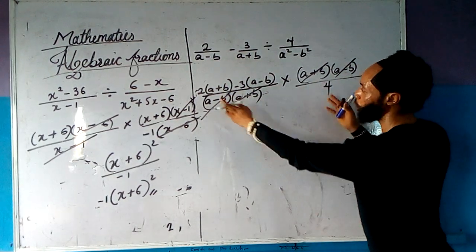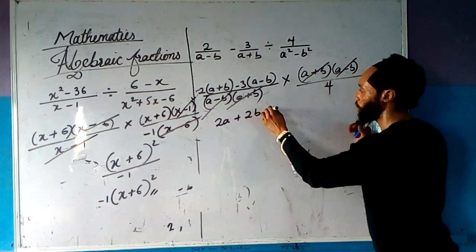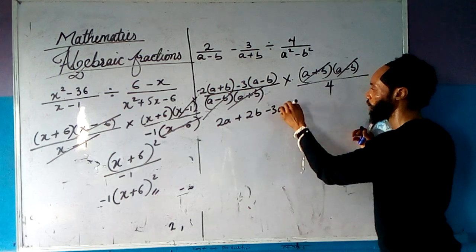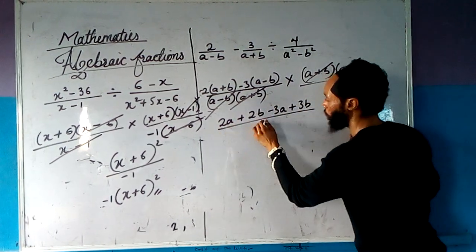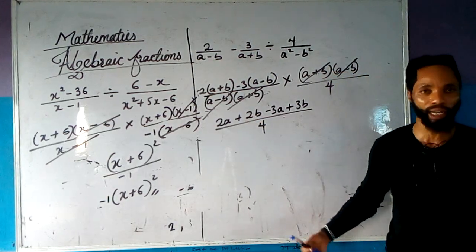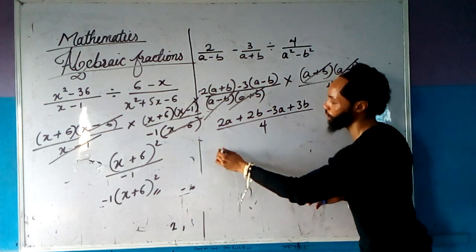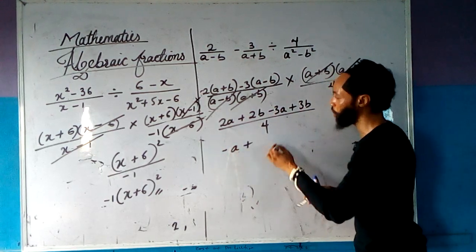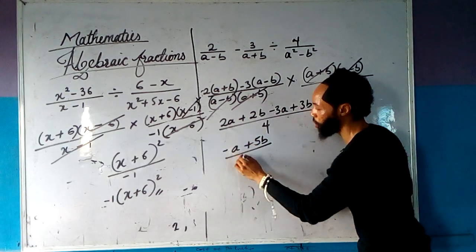Alright, so we are going to open the bracket. We have 2a plus 2b minus negative 3a, that is positive 3a, positive 3b, all over 4. If we collect our items, we should be looking at 2a minus 3a, that's negative a, plus 5b, all over 4.